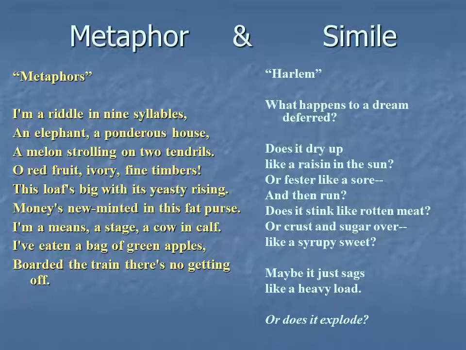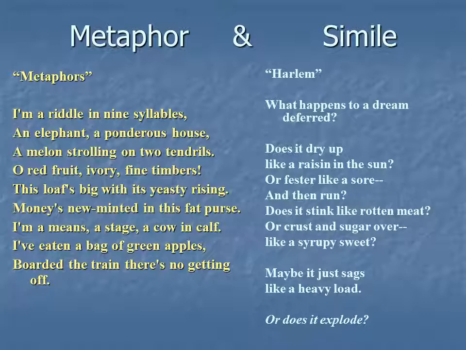So, what is a raisin that's dried up in the sun? Well, it's a grape. You know, a grape dries up. Or fester like a sore and then run. Here, the sore is implying some sort of infection, and then it oozes. So, is a dream deferred like the pus that oozes? Ooh, it makes you better, but it's gross.